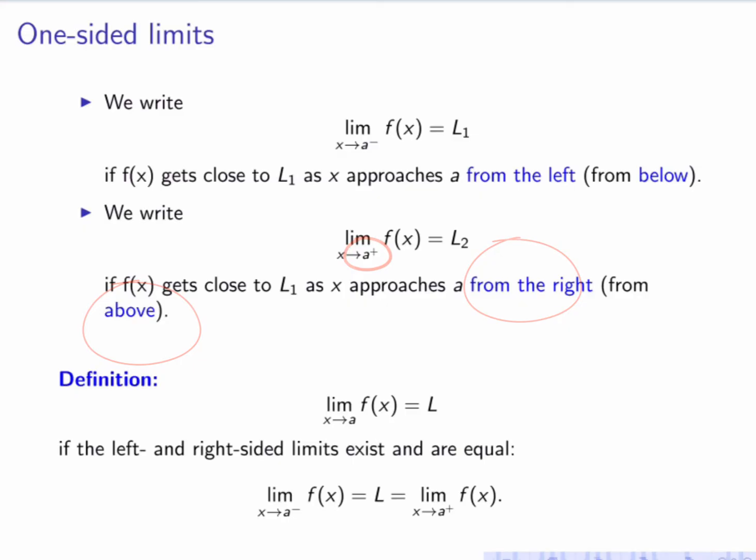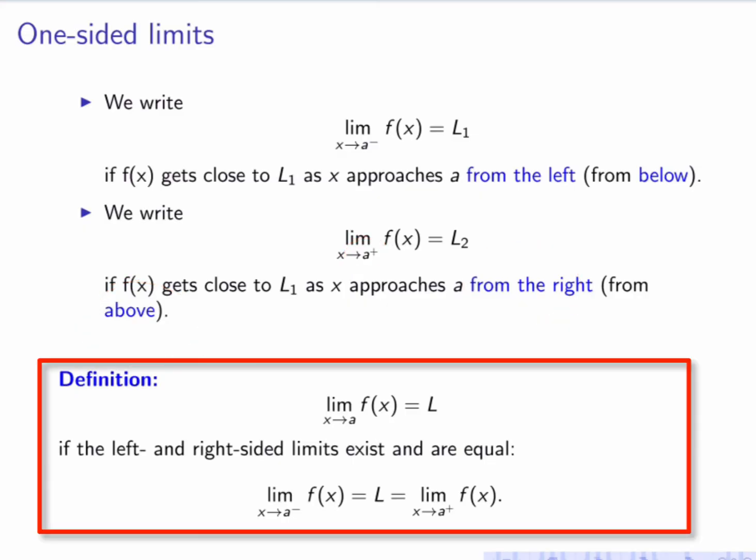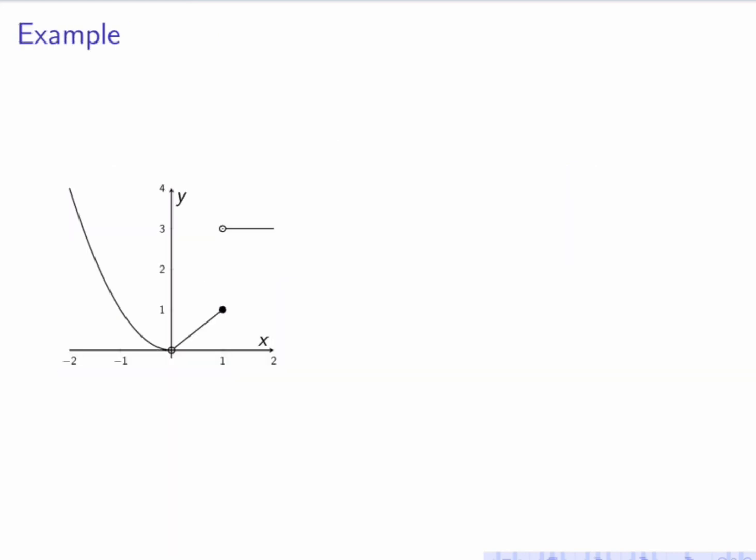And then we define the limit to be L, so the limit as x goes to a, where there is no plus or minus on the a, is equal to L if the right and left-sided limits exist and they are equal. So we want the limit from the left and the limit from the right to be equal. If this really happens, then we say the limit exists and is L.